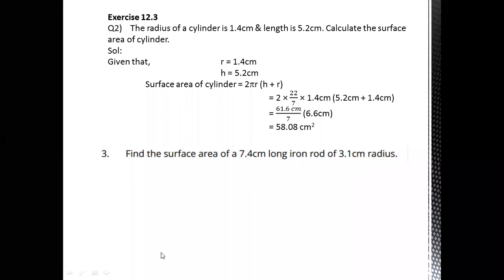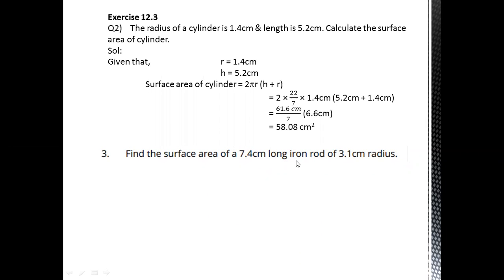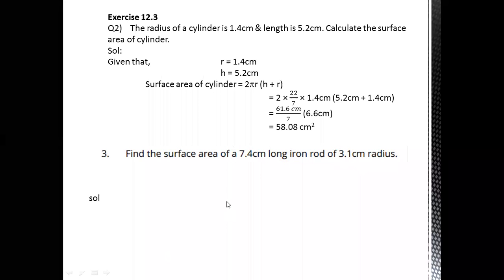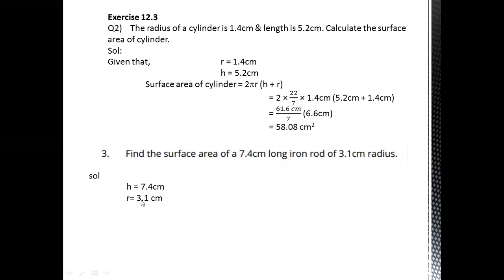Question number 3 is find the surface area of 7.4 centimeter long iron rod, means that this is the value of h, and 3.1 centimeter radius, this is the value of r. You are going to find the surface area. So you know the formula. h is given 7.4 centimeter, r is given 3.1 centimeter. Surface area of a cylinder is 2 pi r multiply with h plus r. You memorize this formula. Okay, it will not be given in the question.